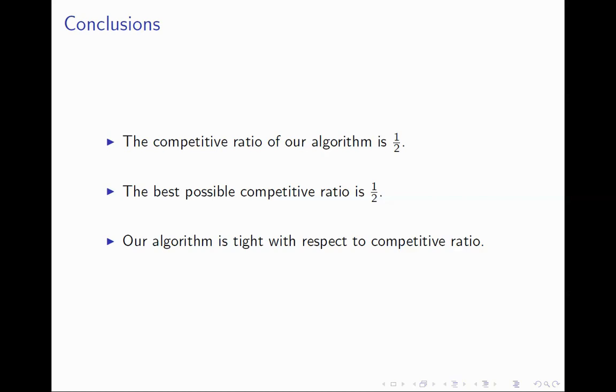So to conclude, in our paper, we described an algorithm which has a competitive ratio of 1/2, and that 1/2 is the best possible competitive ratio for this setting of the online bipartite matching problem. So our algorithm is tight with respect to competitive ratio.